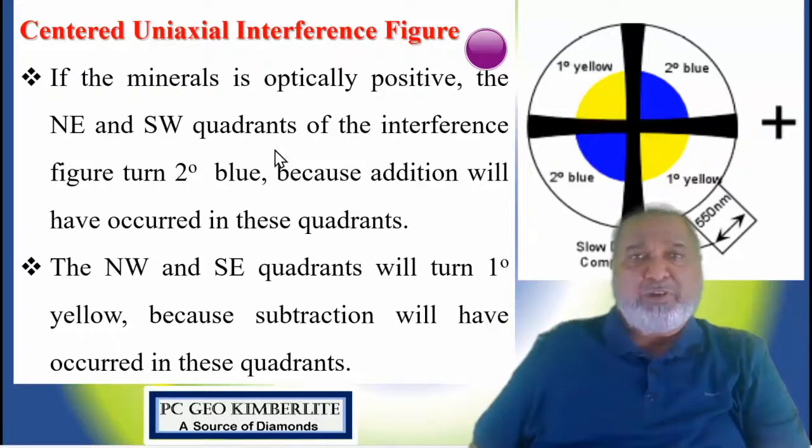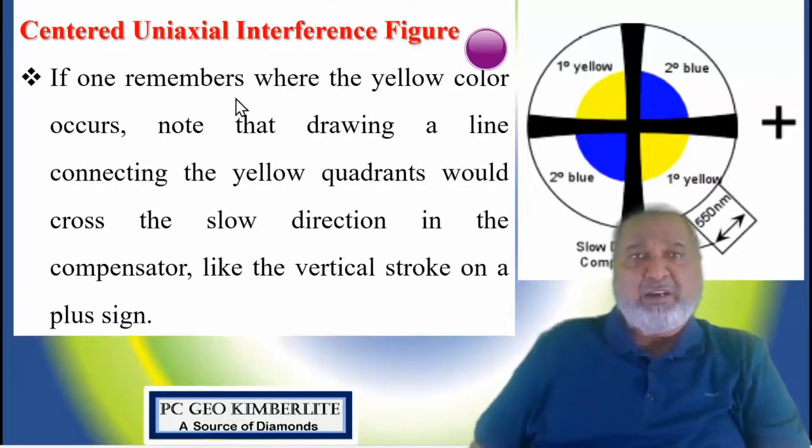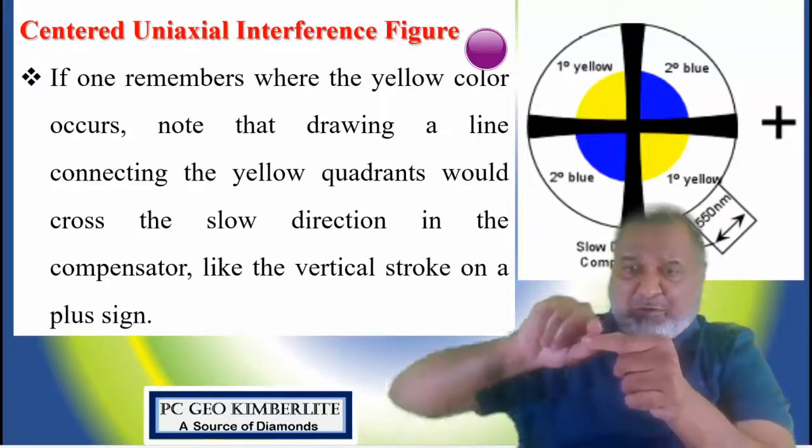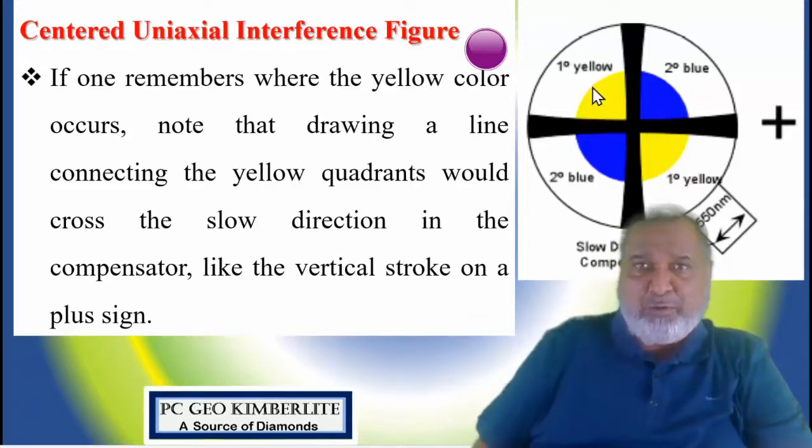The northeast and southwest quadrants of the interference figure turn second-order blue because addition will have occurred in these quadrants. The northwest and southeast quadrants will turn first-order yellow because subtraction will have occurred in these quadrants. If you remember, when yellow color occurs, draw a line connecting the yellow quadrants, which crosses the slow direction in the compensator, like the vertical stroke of the plus sign. Yes, this is the slow ray, and the yellow dots are going to cross this one, so a plus sign is going to form.